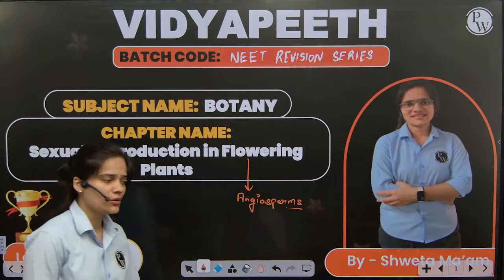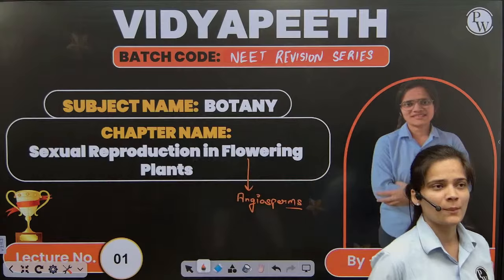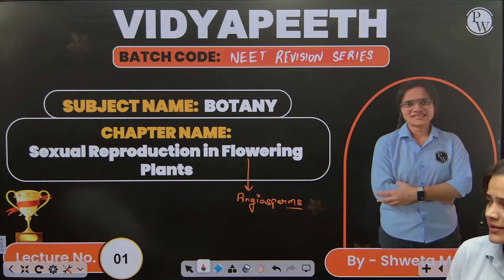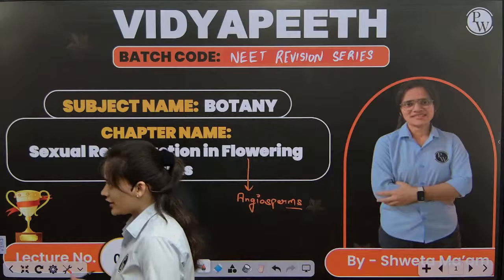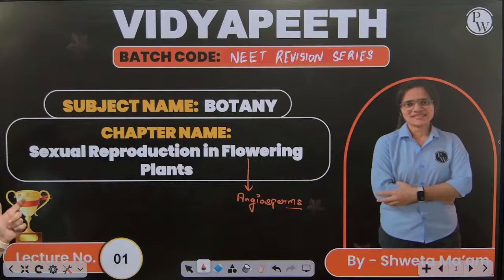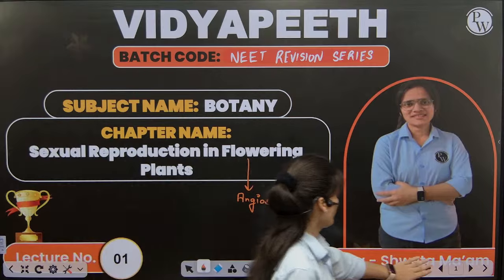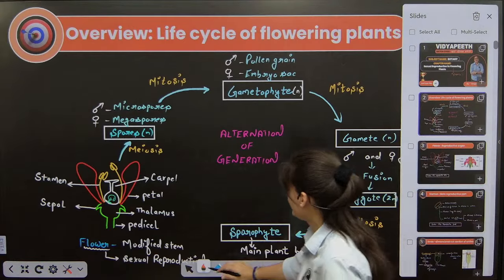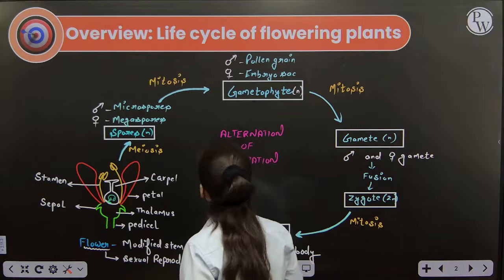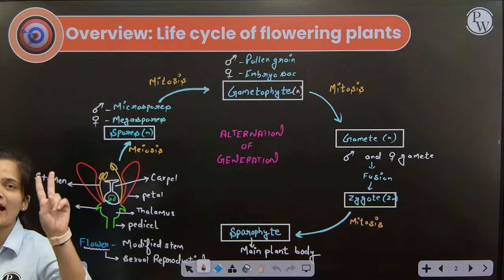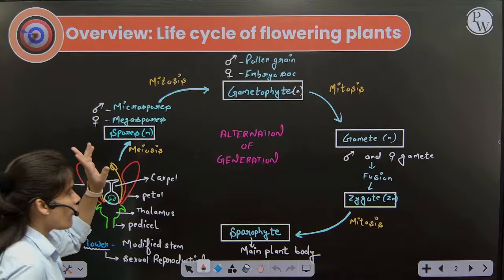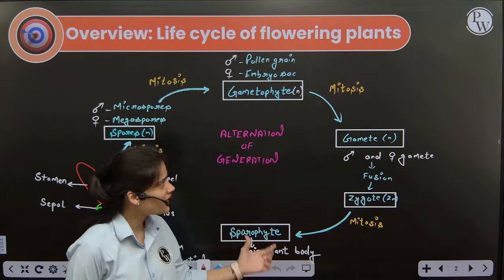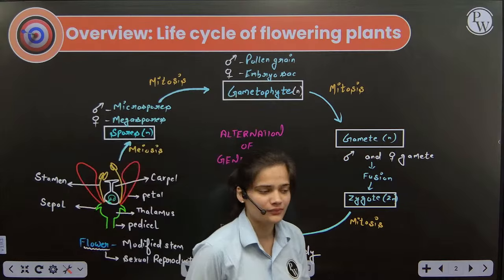Before starting with the chapter sexual reproduction in flowering plants, I want to discuss a general life cycle of these flowering plants. In the life cycle of flowering plants, there are two phases. First phase is sporophyte, second phase is gametophyte.